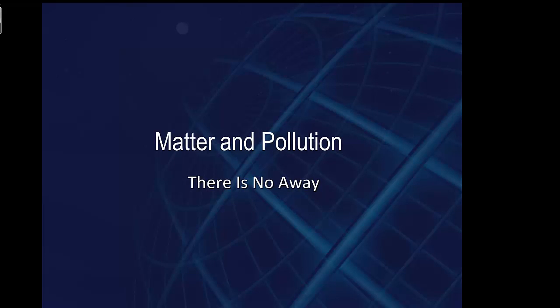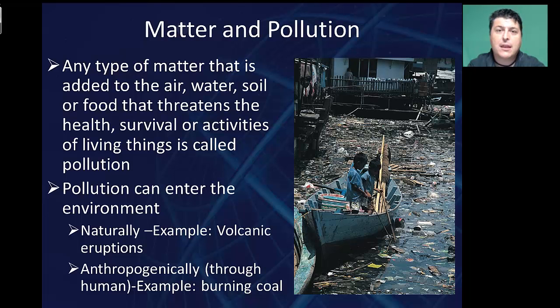In today's video, we'll be exploring matter and pollution and the concept that there is no "away." Pollution can be any type of matter that's added to the air, water, soil, or food that's going to threaten the health and survival of living things. Pollution can be natural. For example, a volcanic eruption puts sulfur dioxide, particulates, and carbon dioxide into the atmosphere. But a lot of pollution is also human-born, or anthropogenic. Burning of coal, like a volcanic eruption, can put particulates, carbon dioxide, and sulfur dioxide into the atmosphere.